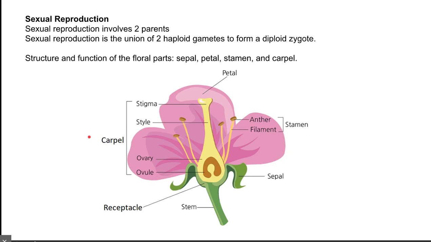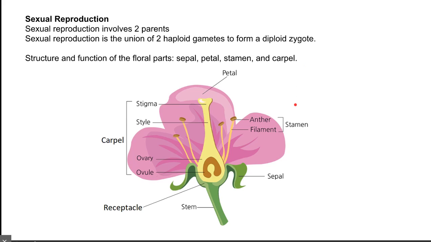So a definition for sexual reproduction is involving 2 parents. So say 2 parents, don't say 2 plants or 2 animals, say 2 parents. A much better definition would be the union of 2 haploid gametes to form a diploid zygote. You should take down and learn that definition. Remember that haploid means a single set of chromosomes, and diploid means 2 sets of chromosomes.